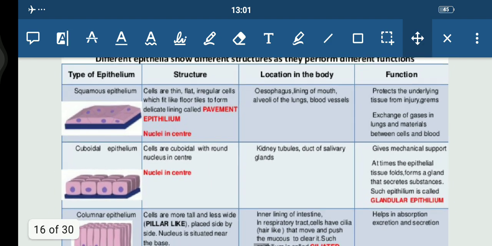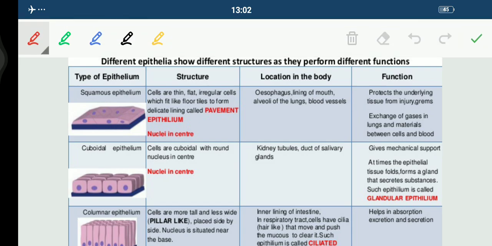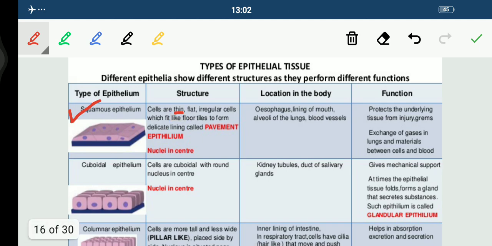Now look here, students. The first one is the squamous epithelium. Talking about its structure, the cells are thin, flat and irregular, which fit like floor tile to form a delicate lining called pavement epithelium. Fine, the nucleus is in the center, students. You can see here they are very thin. I've already mentioned that these are flat-shaped, irregular cells.